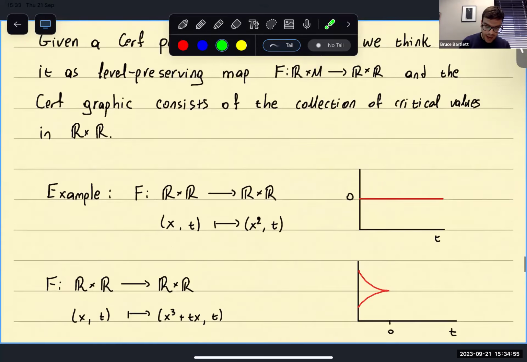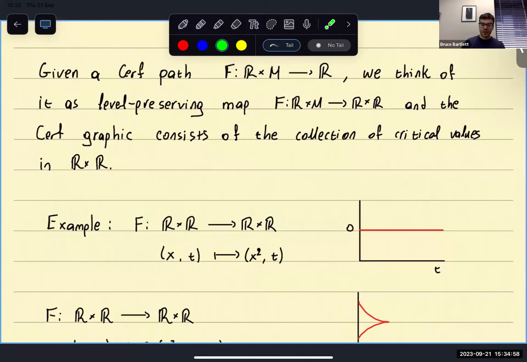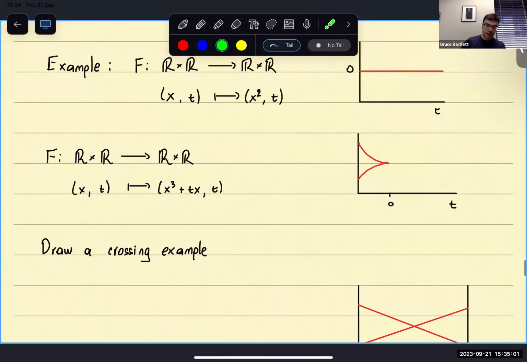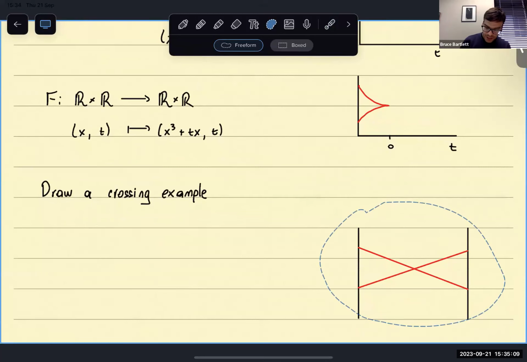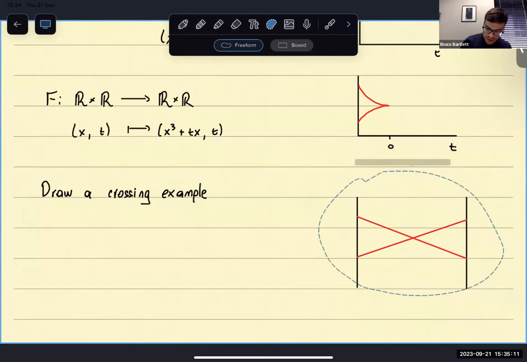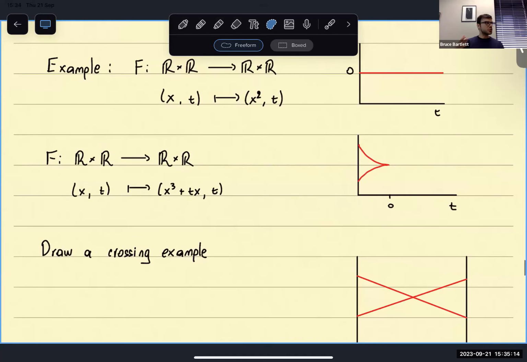Basically, any Cerf graphic that you give me is locally going to look like one of these three cases. This is where it starts paying off that we restrict our attention to Cerf paths, because only so many things can happen at a Cerf path. You can either have the S1,0 critical points, which are the folds, or you can have the cusps, or you can have the crossings. That's all I can have.